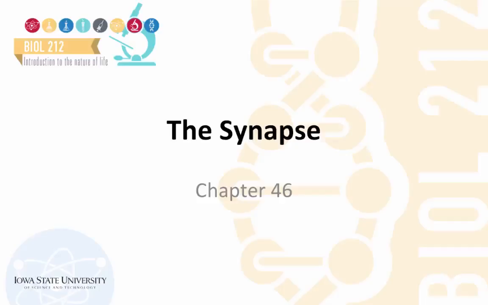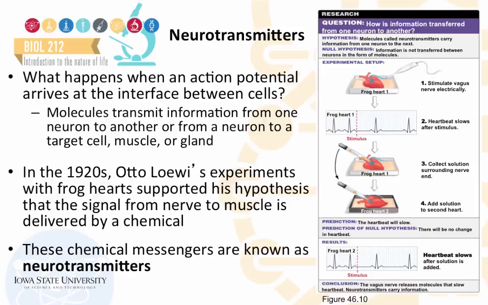In this video, we learn more about the synapse. Neurons are able to communicate with each other through the use of chemical messages known as neurotransmitters. These neurotransmitters are passed from one neuron to another through structures called synapses.